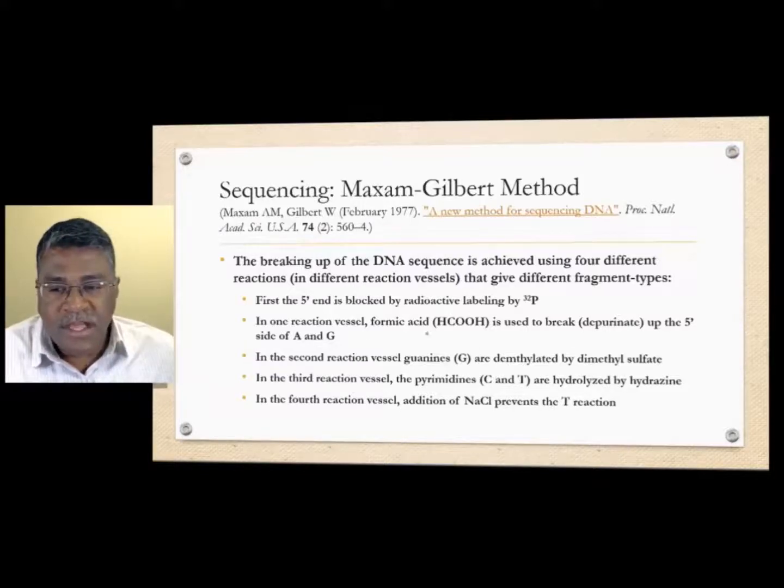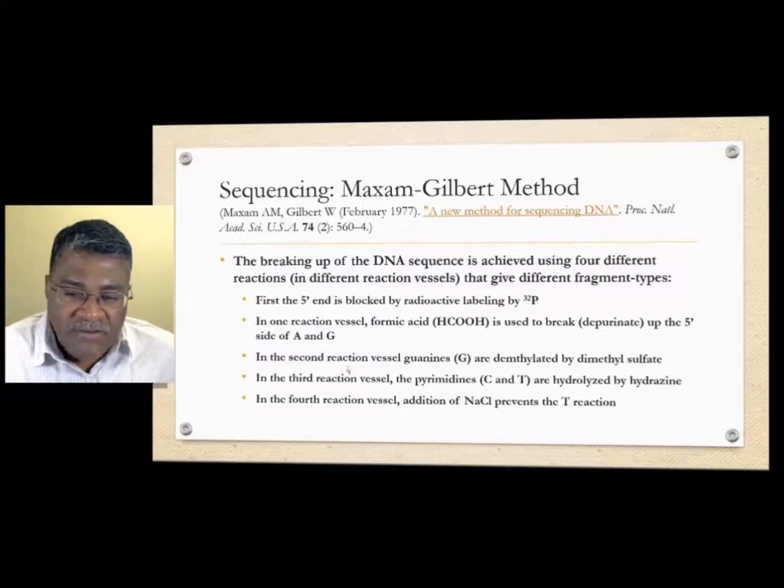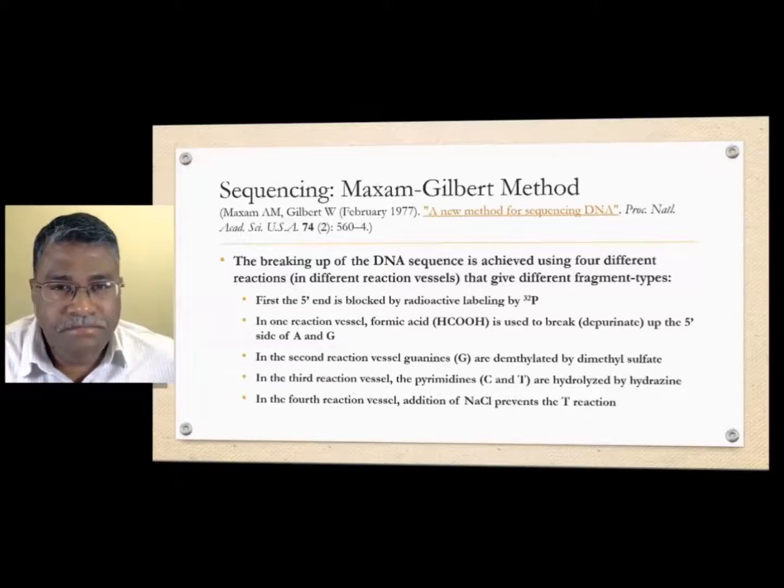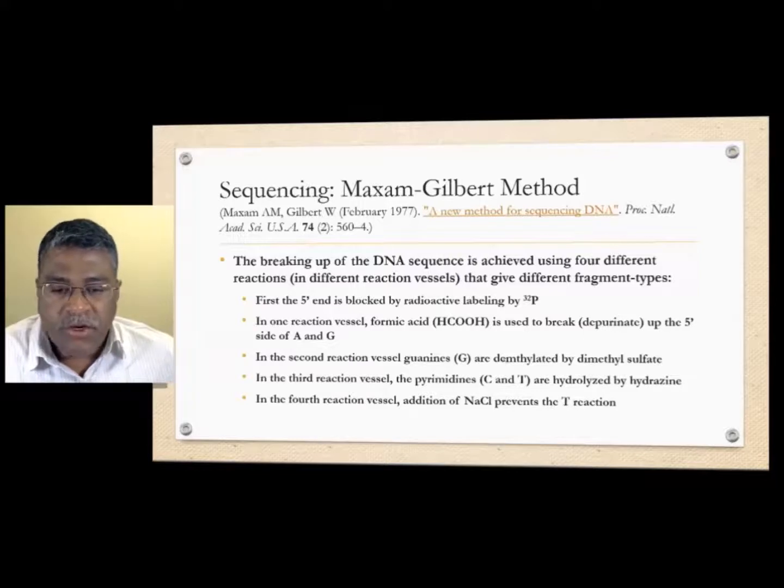So, okay, just repeating that, in the first reaction vessel, formic acid is used to depurinate the 5' sides of the purines, which are adenine and guanine. In the second reaction vessel, guanine is methylated by dimethyl sulfate, and we'll look at the reactions in a little more detail. So now you fragment on the 5' end of A and G, but you can then further differentiate between the A and G by methylating the guanines using dimethyl sulfate.